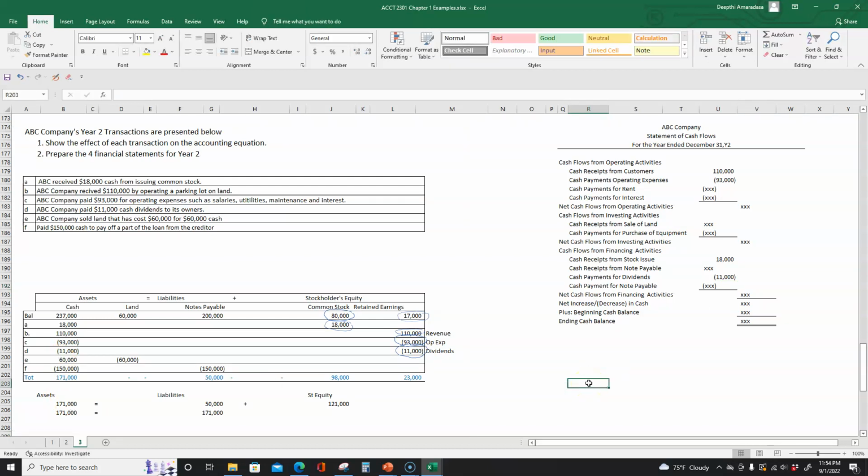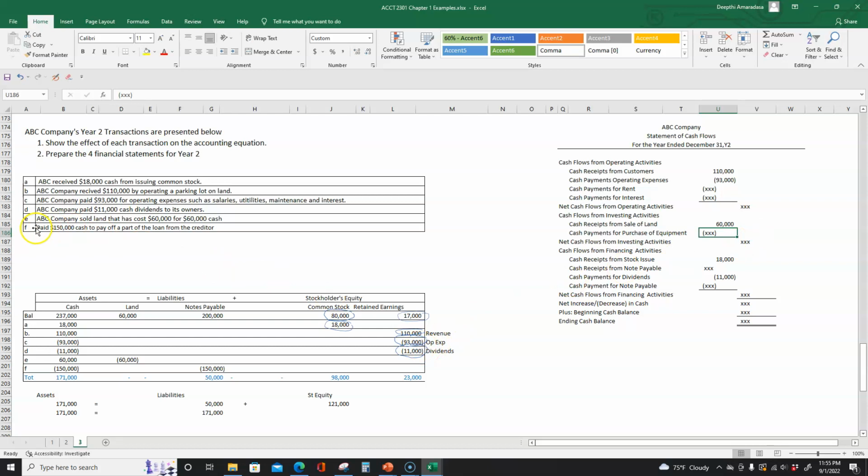So if we received cash, we're going to put that in the investing activities section, because investing activities deals with the sale or purchase of long-term assets. Here I already have a line item that says cash receipts from sale of land. And since it's a receipt, it's a positive number. I'm going to put $60,000 for that one.